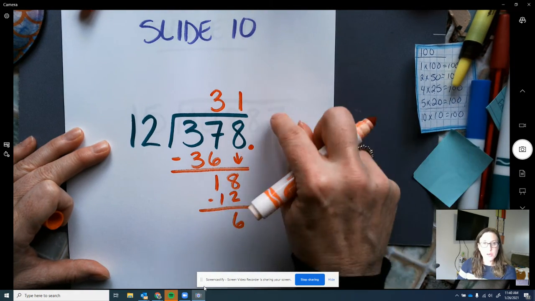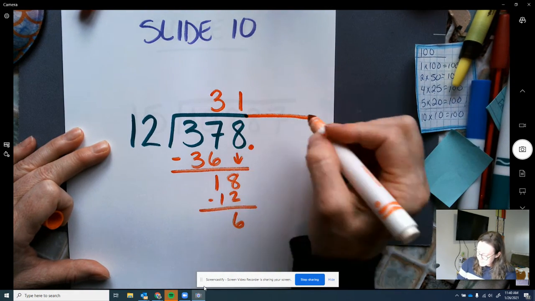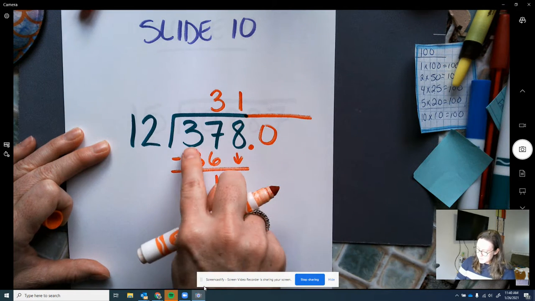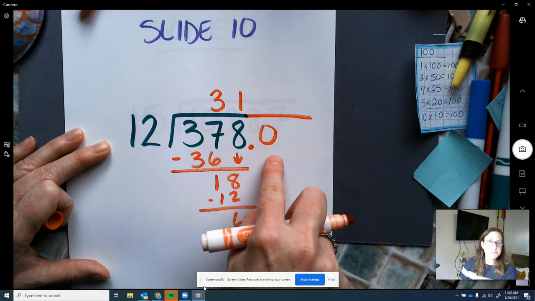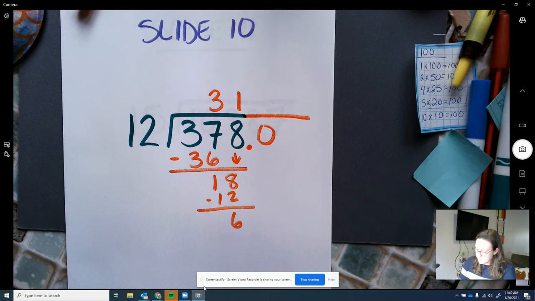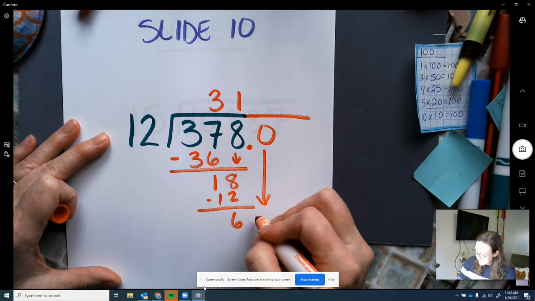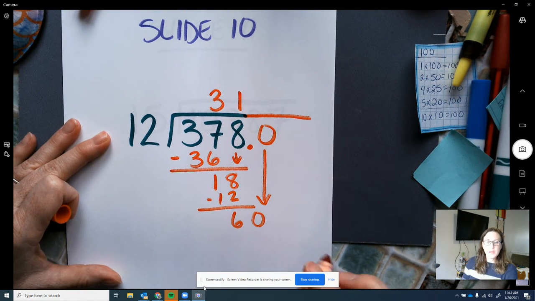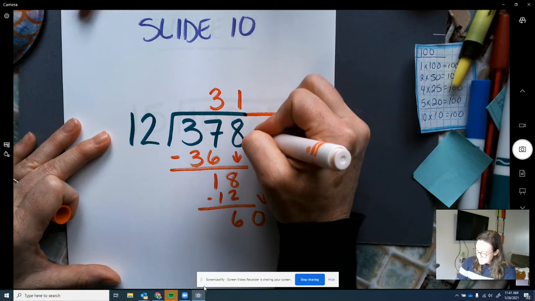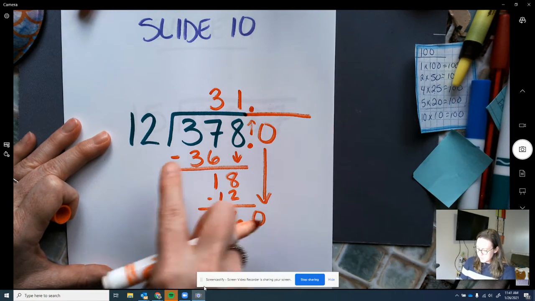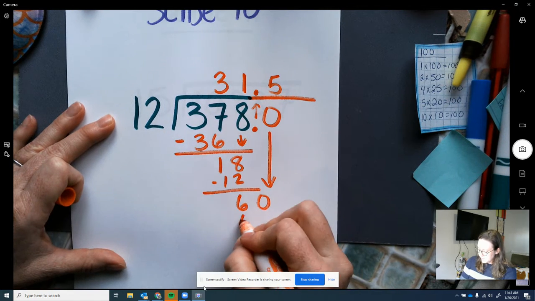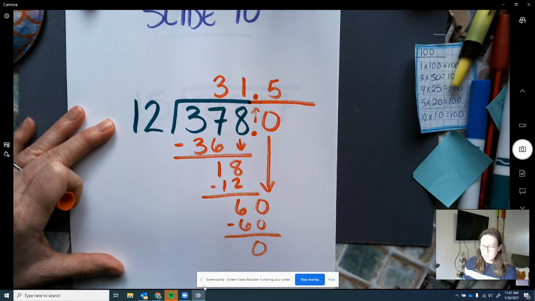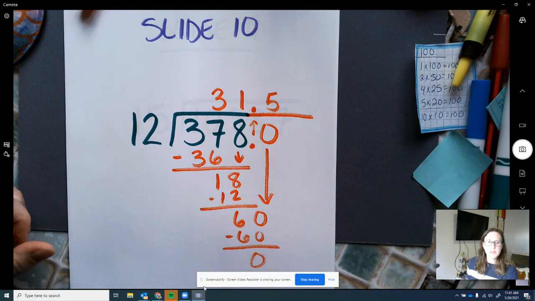We're not going to end with R. We're going to end with a decimal. And 378 is the same value as 378 and no tenths, because there's no tenths. But we can use that 0 tenths here. 12 goes into 60. Oops, I forgot to bring my decimal straight up. 12 goes into 60 5 times. 5 times 12 is 60. And we have 0. We're done.